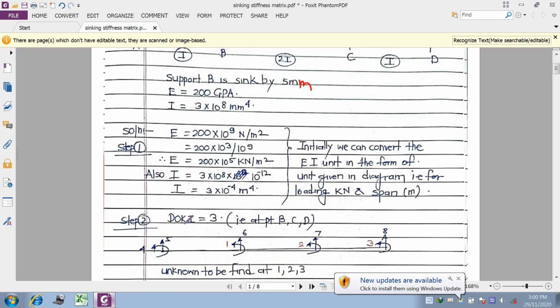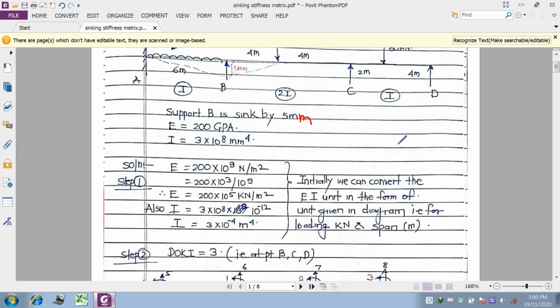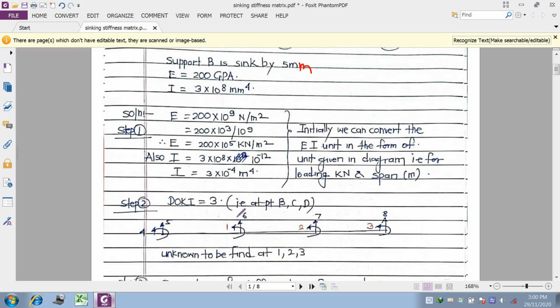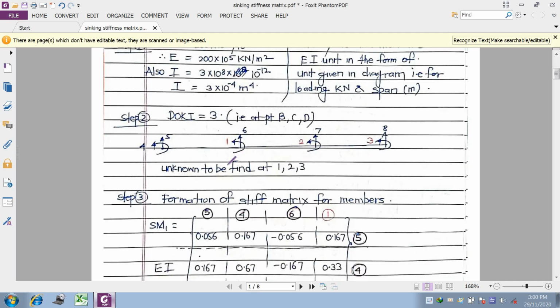The next step is the calculation of DOKI. In this case, if you see carefully, supports B, C and D are the unknowns. So based on that, at points B, C, D, we have to calculate the degree of kinematic indeterminacy. We will start numbering our unknown coordinates as 1, rotations 2, 3, then the rest will be 4, 5, 6, 7, 8. So the unknowns will be 1, 2, 3, which are to be found.